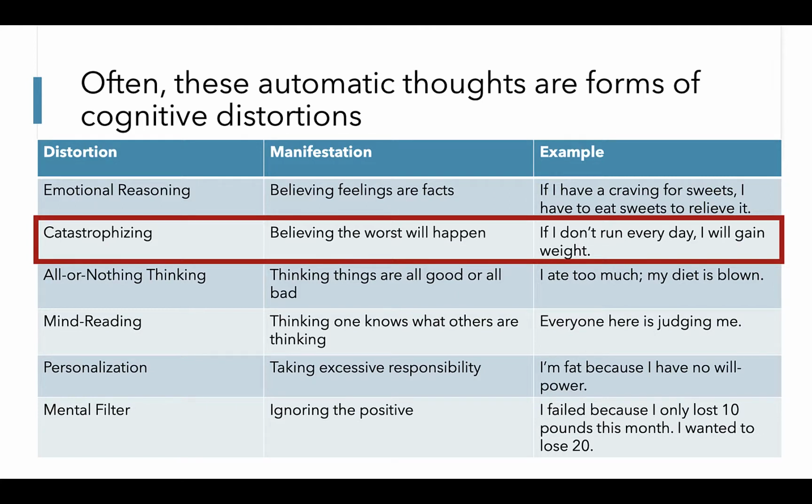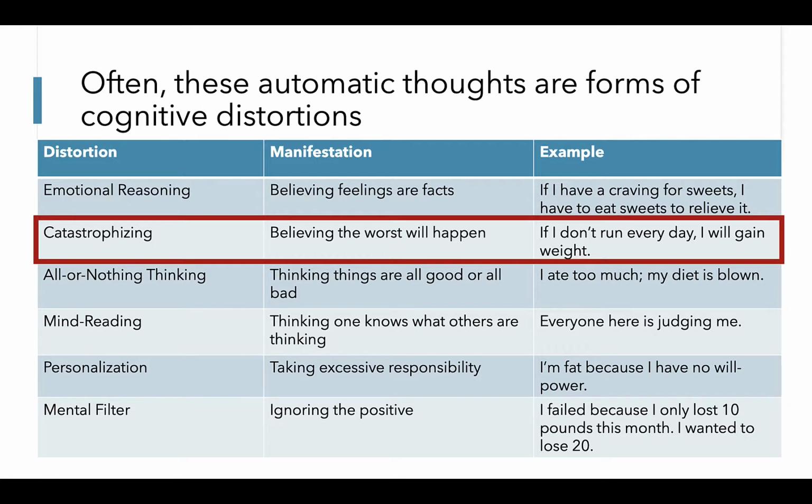But always believing the worst can happen can be very stressful, because then we're always focused and ruminating on the worst outcomes and thinking that that's what's going to happen, which can be a chronic stressor. So an example of catastrophizing would be an individual who feels like they need to strictly stick to their exercise plan every day. That individual might think, if I don't run every day, I will gain weight.